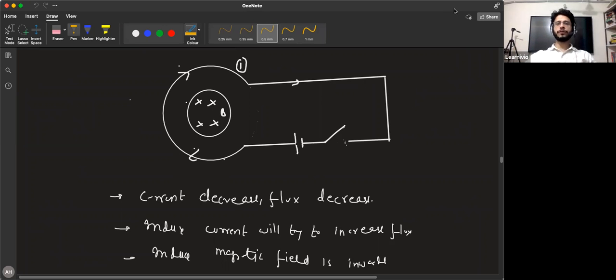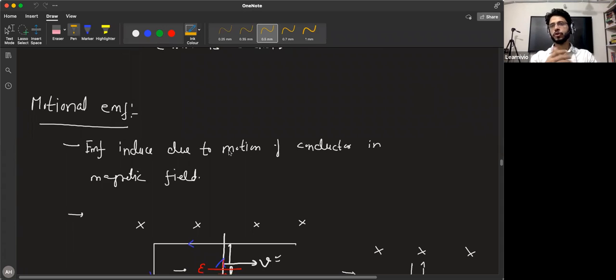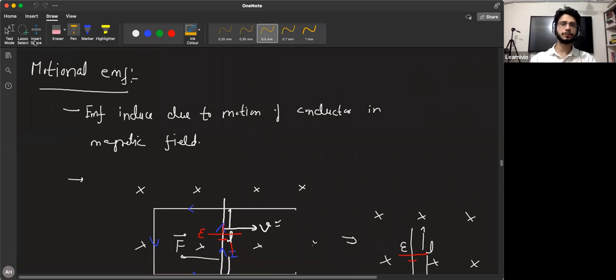So in the last lecture, we finished Lenz's law. We will start motional EMF today. So you are left with just two topics. One is motional EMF and another is induction. In induction, we have two more topics, self-induction and mutual induction. That's the last part of this chapter.